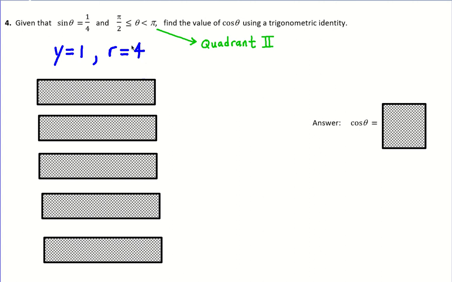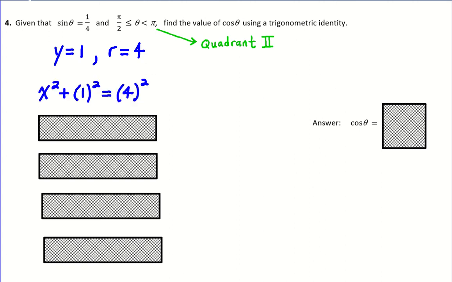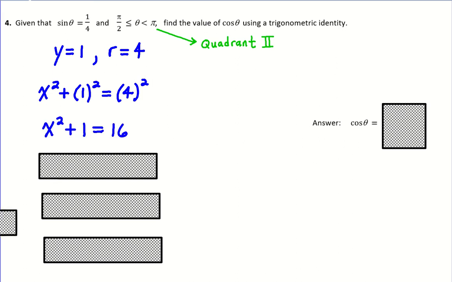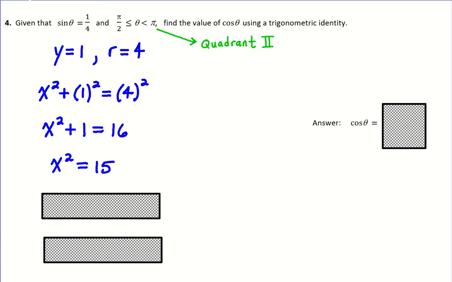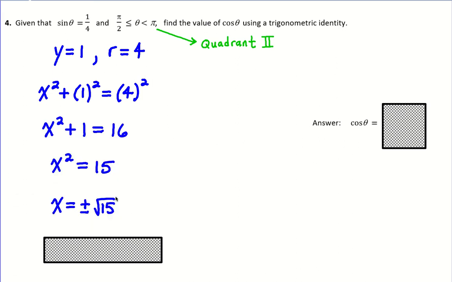So knowing y and r, how do we get x? You better know that the Pythagorean theorem is what you have to do. So you go with the Pythagorean theorem to end up getting x. And remember that technically, when you take the square root of both sides, it's plus or minus root 15. Which one is it? Is our x positive root 15 or negative root 15? That's where this extra tidbit of info comes into play. The fact that it's pretty much telling you that theta is in quadrant 2.